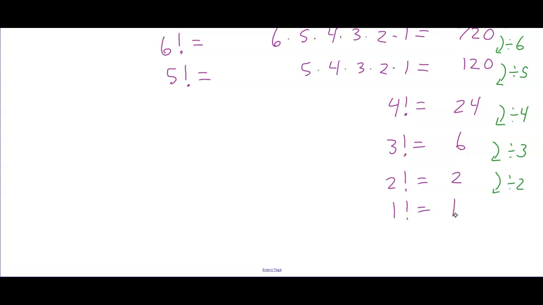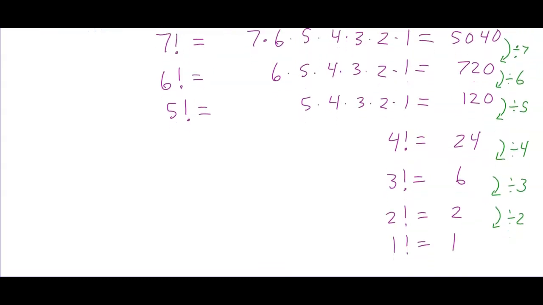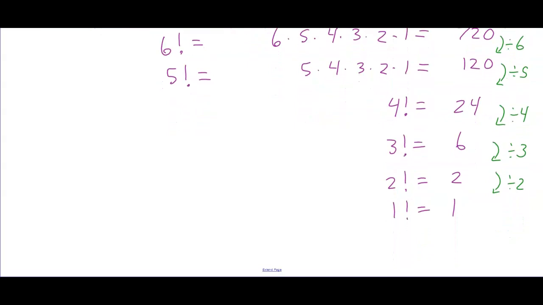And here's the part that catches people by surprise. This pattern can go one more step. There's no reason why it would have to stop here. We were doing divide by 8, then divide by 7, then divide by 6, then divide by 4, then divide by 3, then divide by 2, then couldn't you do divide by 1? Well, yeah, of course you can. So you would get 0 factorial equals 1.